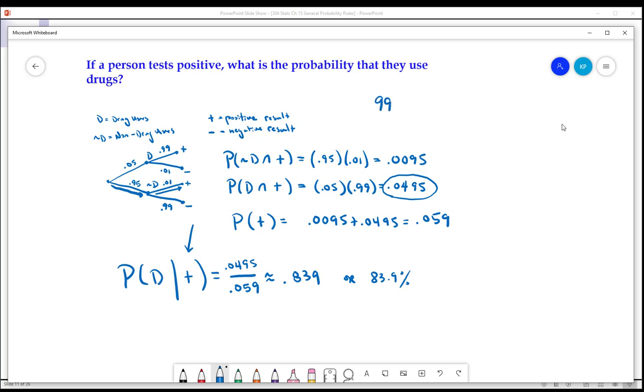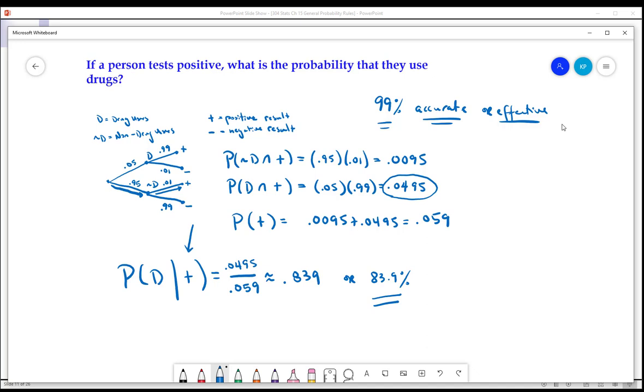In other words, if they tested positive, these are the people who tested positive, and remember, this test is 99% accurate. Okay, so it's 99% accurate or 99% effective. Sometimes they'll say effective. A lot of people think that if it's 99% accurate or 99% effective, that means that 99% of the time it's going to give us the right answer. That means if they tested positive, we're 99% sure that they're going to actually be positive, but not in actuality. In actuality, there's only an 83% chance that they actually do drugs if they tested positive.